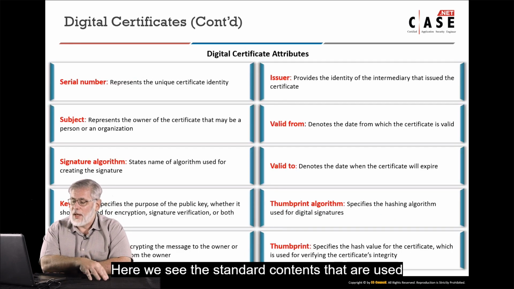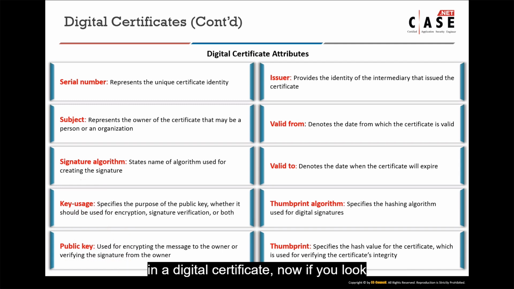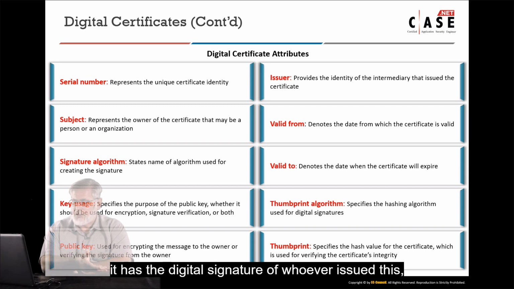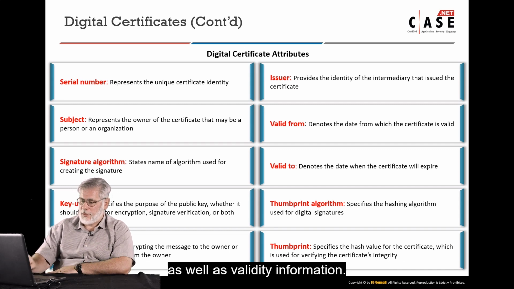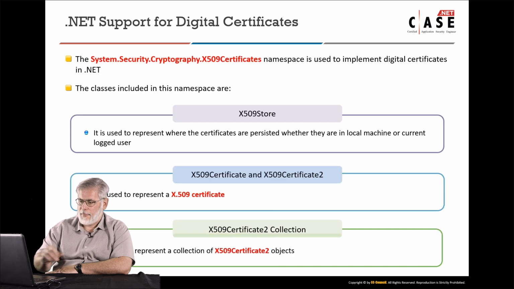Here we see the standard contents that are used in a digital certificate. Now, if you look at very specific standards like the X509 standard, it'll get a little more detailed than this. But essentially, it has the public key, it has the digital signature of whoever issued this, and it has the algorithm they used to sign it, as well as validity information.